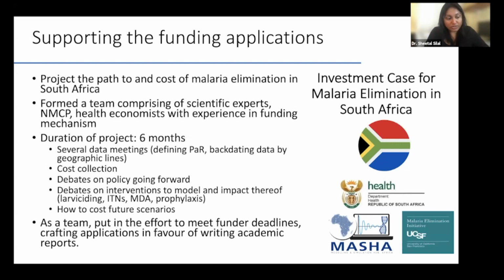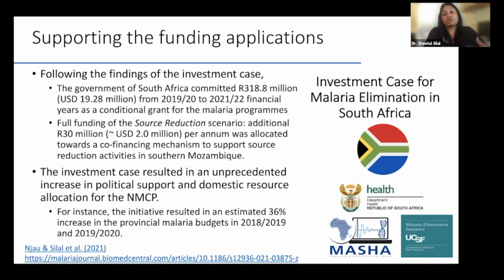And so the greatest benefit, and the only way really to achieve malaria elimination, was to engage with our neighboring Mozambique and help them reduce their prevalence. And so what the final findings were from our investment case was that the government of South Africa committed 320 million rands, or around $20 million, as a grant to support the malaria elimination effort for the next 2 years. We also funded an additional 30 million rand, or $2 million per annum, to be allocated towards co-financing a mechanism to support malaria reduction activities within Mozambique.